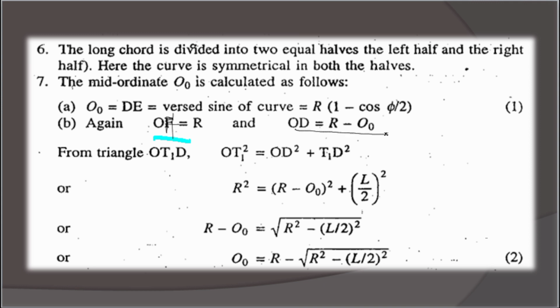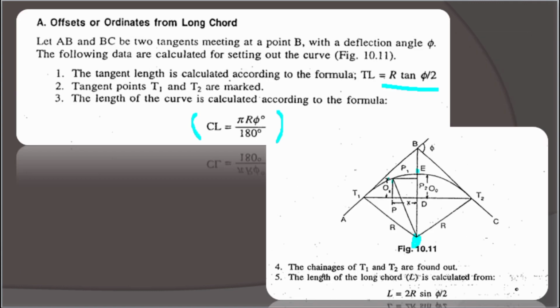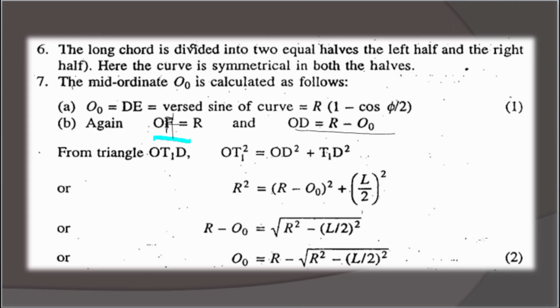Then O to D, that is the distance found here. The distance of O to D will be our R, which was the distance O to E, minus the offset from the origin, that is DE. So that's why the distance OD is equal to R minus the offset from the origin. So you remember that. That distance will be equal to that. And then we move ahead.